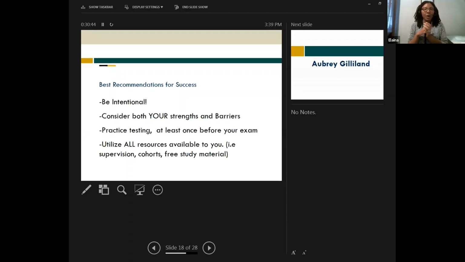Make sure we are utilizing our supervisors and mentors, our cohorts, any free study material. I think Facebook has something called Pass Pro. I used that, and I also used Pocket Prep, but again, I didn't spend any money on that. I just used the free versions of both of those things, and it seemed to work out pretty well for me. So best wishes to all of you, and I'm confident that you'll be okay.